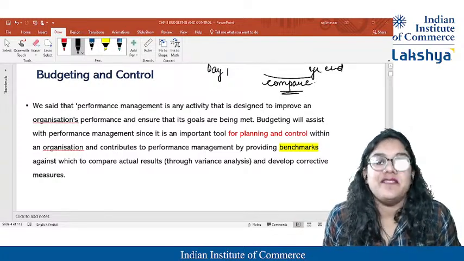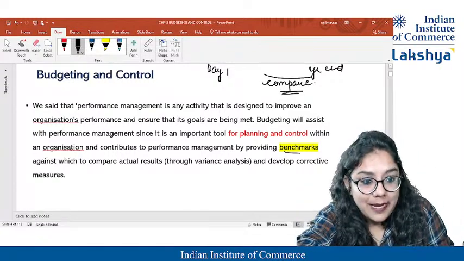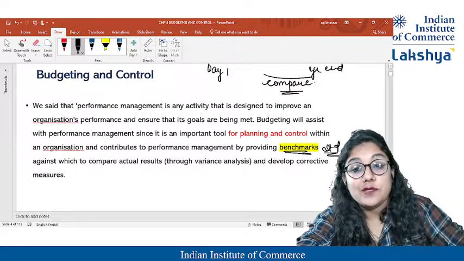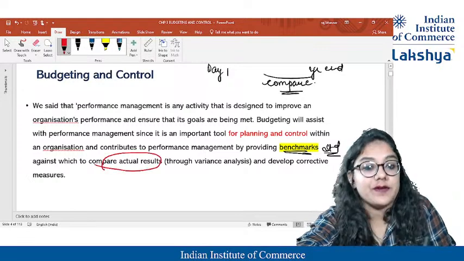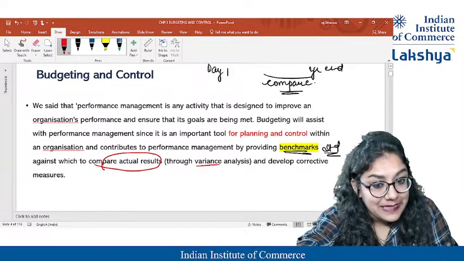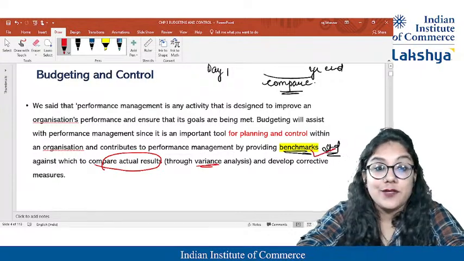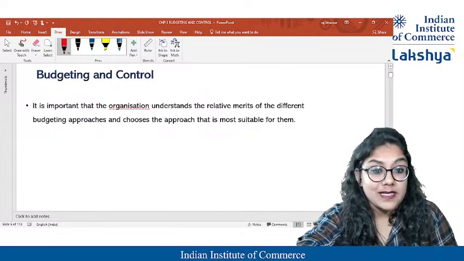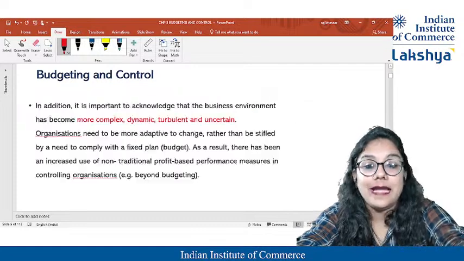So on day one, I have to set certain benchmarks, certain standards. Then I have to compare it with the actual results. If there is any deviation, variances, get the corrective actions and try to solve the same. Yes, it is very important for the organization to understand what is better and which method they have to choose.